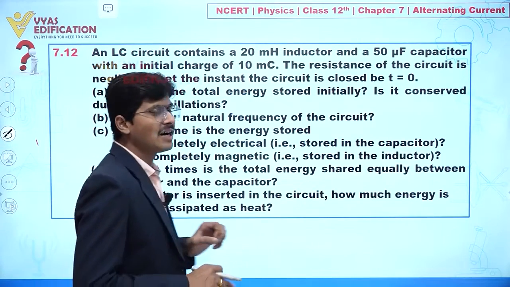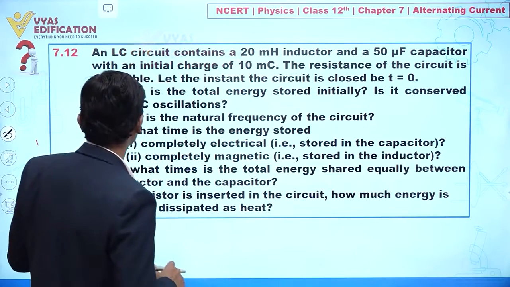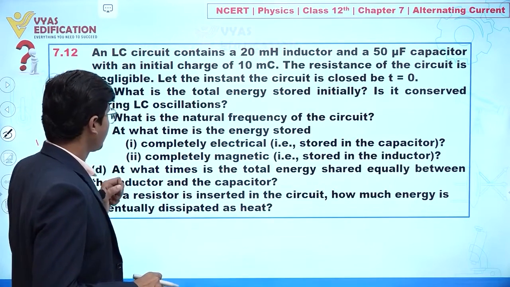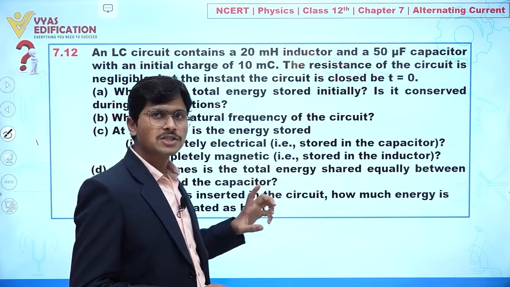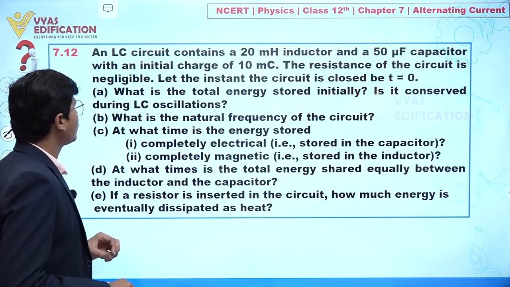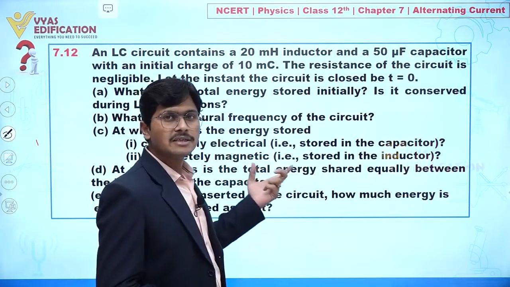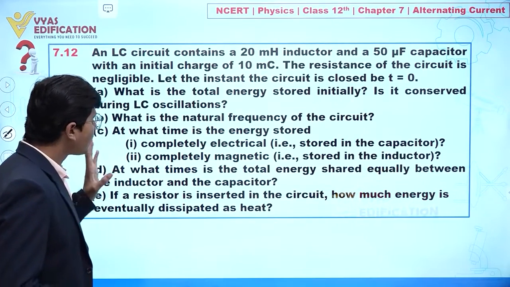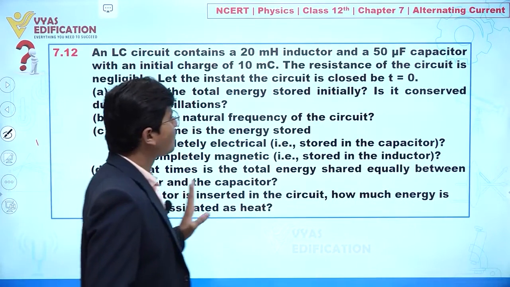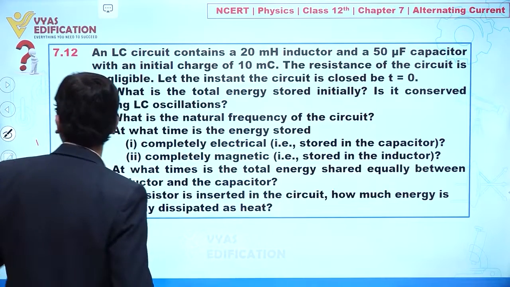Now we can say what is part number C. Clear? So now I think part number A and B is clear to you. Yes. Now we are going to discuss at what time is energy stored completely electrical first and completely magnetic. Clear? So now concentrate.